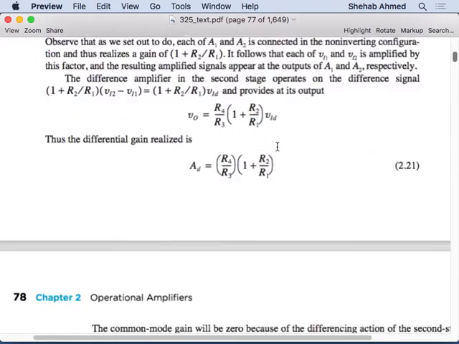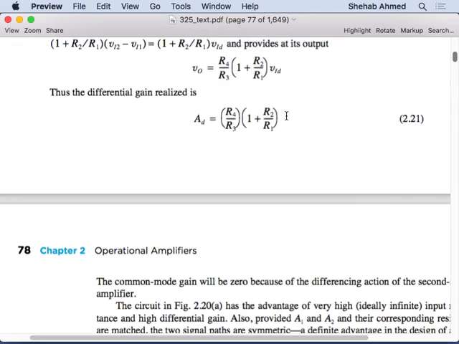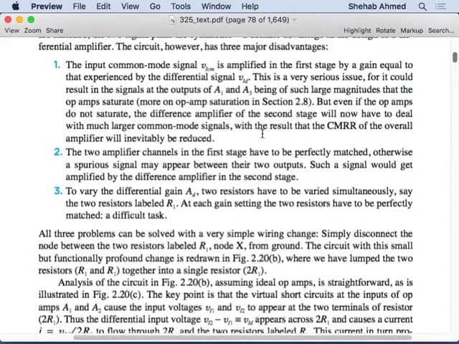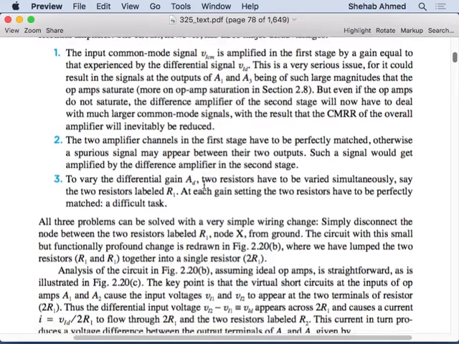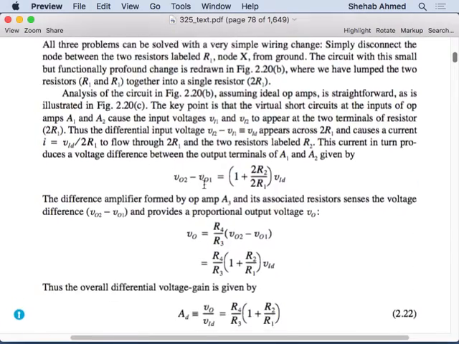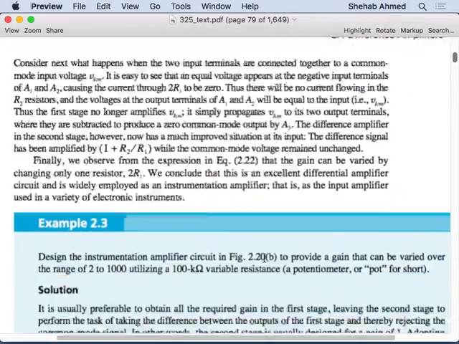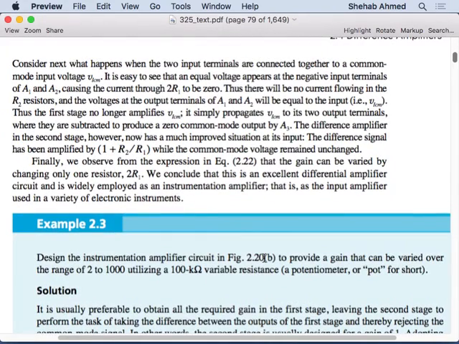So that covers the gain with the resistors equal to each other, and then these are the three problems: the common mode signals, the perfect matching between the resistors in the front stage, and the perfect matching between the resistors in the second stage. So these are the three problems we discussed, and they derive the equation that we derived, and then they derive the equations with the R2s not equal to each other, and they just discuss this a little bit more.